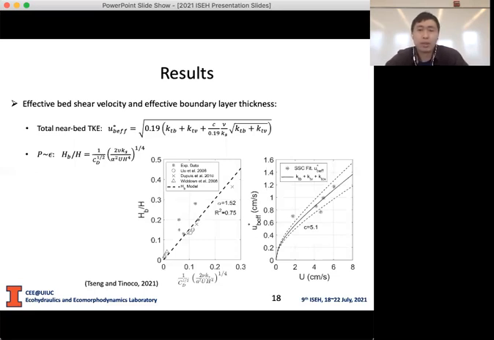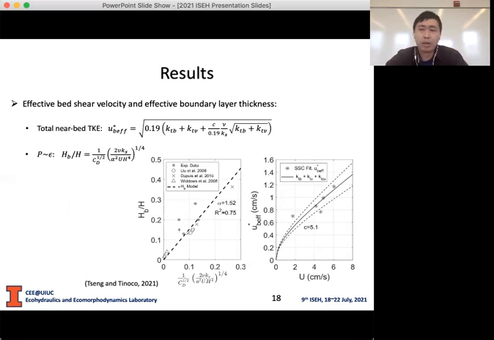For the effective bed shear velocity, it is different from the general bed shear velocity that is calculated from only the bed shear stress. Instead, the effective bed shear velocity takes all the turbulence components that I mentioned previously into account. So the first one here is the bed shear turbulence, the second one is the vegetative turbulence, and the third one is due to the nonlinear stem-flow-bed interactions, which is the component caused by the coherent structures.